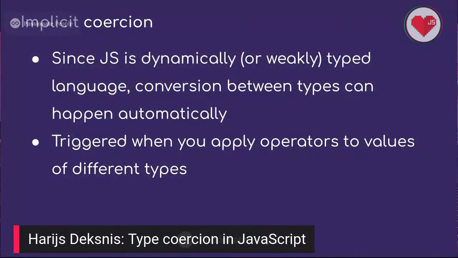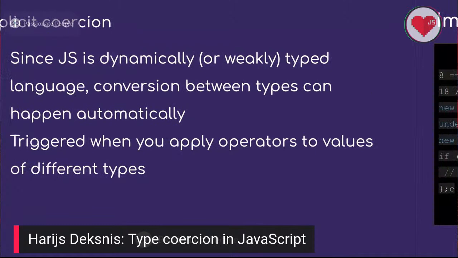Since JavaScript is a dynamically or weakly typed language, conversion between types often happens automatically under the hood when you maybe don't explicitly intend it. JavaScript does it anyway to perform its routine. Implicit type coercion is triggered whenever you're applying operators to values of different types. Let's say you have a string and a number, and you're adding them, dividing them, or comparing them. If those are different types, then JavaScript will perform type coercion under the hood to determine the outcome of that operation.